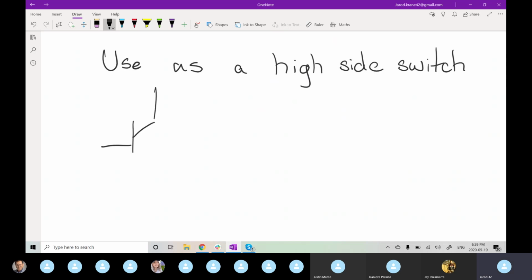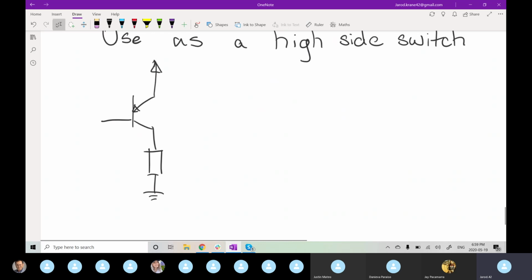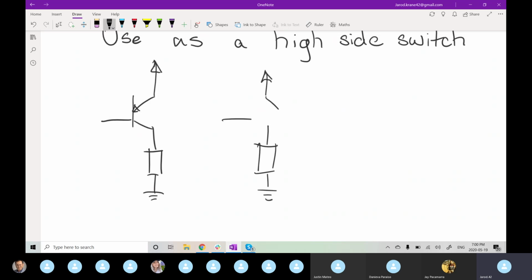So what we'll see is your transistor will be placed above the load. So your loads, whatever it may be, will always be connected to ground and not 5 volt.